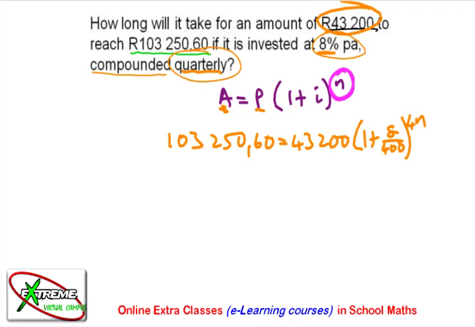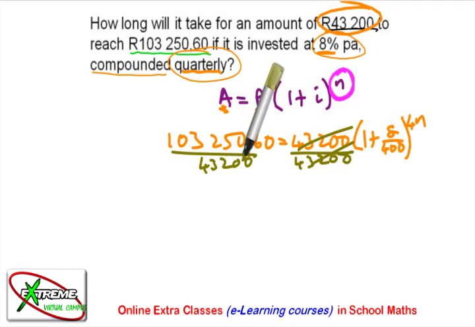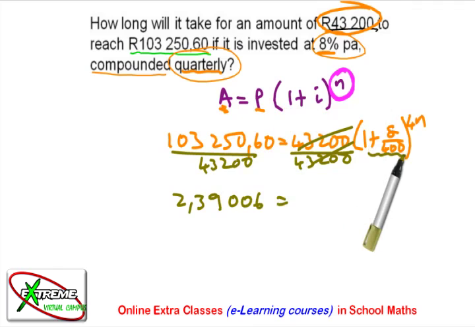Then just follow from here the normal solution of an algebraic equation by dividing both sides by 43,200 so that it cancels there. And on the left hand side, if you divide there as well by 43,200, you'll get an answer of 2,39006, which is equal to whatever is left on the right hand side. But we can simplify that part inside the brackets as well by literally working out 8 divided by 400 plus 1, which will give us 1,02 to the power of 4n.